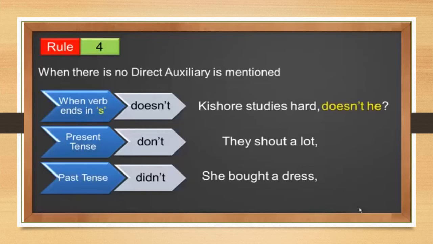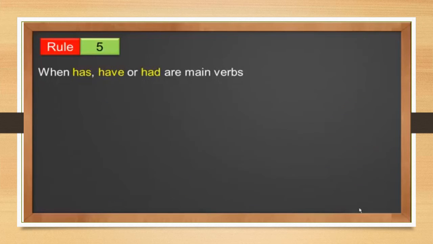So the answers. Kishore studies hard, doesn't he? We can also understand this as Kishore does study hard, and that's why the word doesn't comes. They shout a lot, don't they? Because again, here they do shout a lot, don't they? We can convert the sentence in such a way. She bought a dress, didn't she? She did buy a dress, didn't she? So remember, rule number 4 is very, very important.